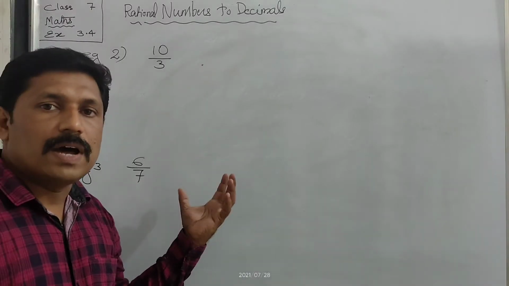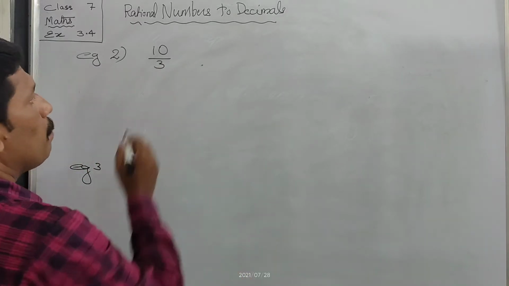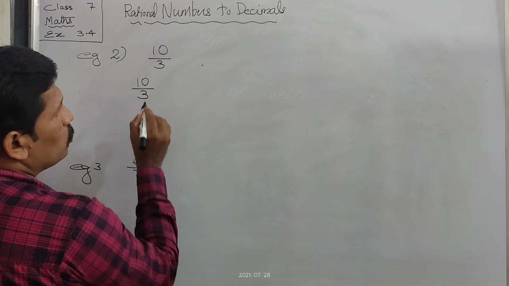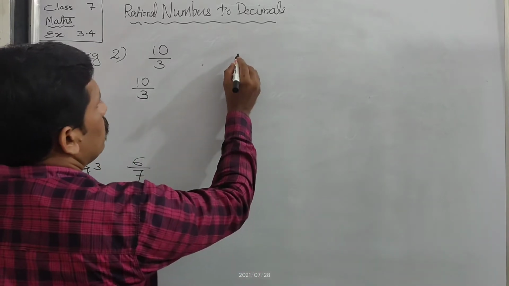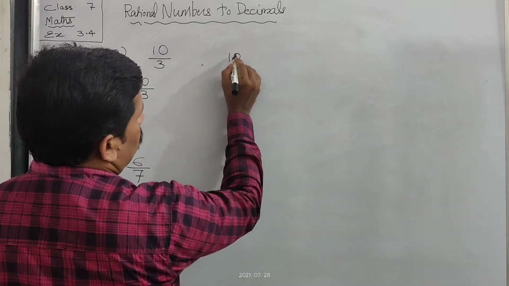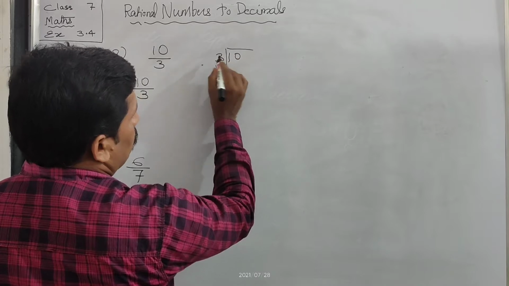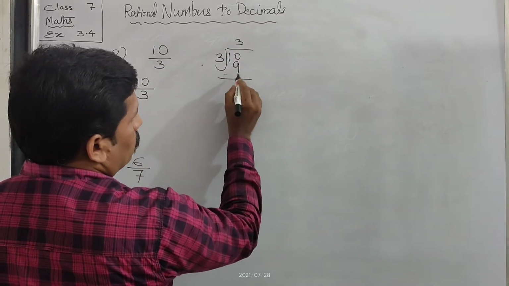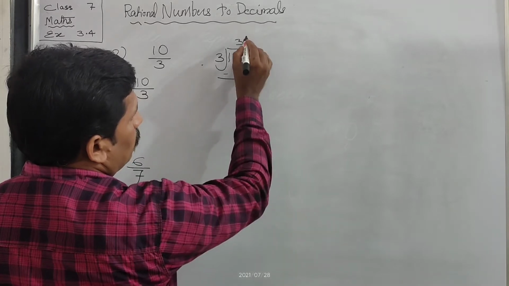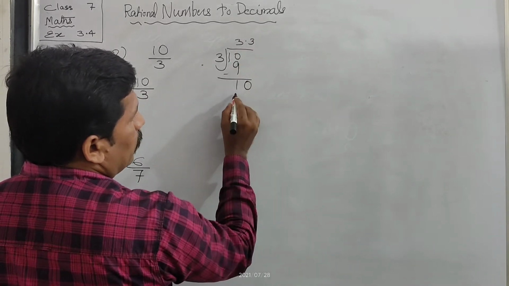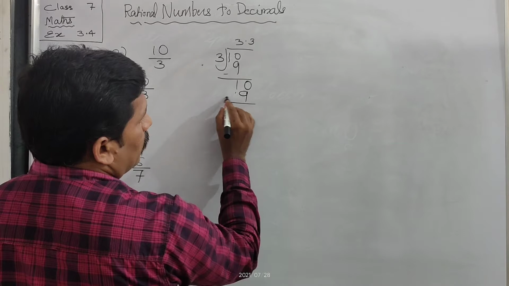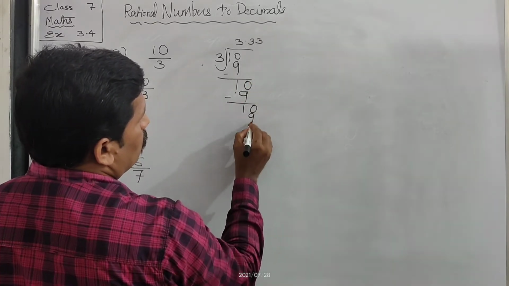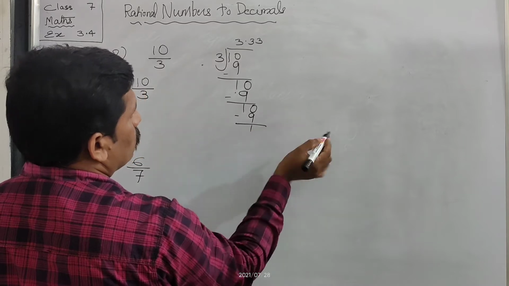Okay. Let us solve another example. 10 upon 3. In order to change it to decimal form, we have to divide 10 by 3. 10 divided by 3. Then 3 3s are 9. Subtract, 1, and 0 at the end. Then again 3 3s are 9. Again remainder 1. Then 3 3s are 9. It will continue like that.